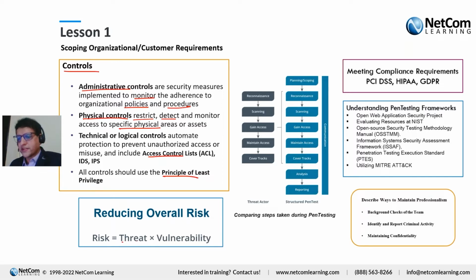So risk is dependent on threat and vulnerability. Now we need to control this, right? Threat is something which has a probability. Vulnerabilities are loopholes, we can control them, so we need to reduce the attack surface. We're going to see PCI DSS, HIPAA, GDPR compliance. We're going to understand some frameworks like OWASP, NIST, OSSTMM, ISSAF, PTES or MITRE. These are some of the interesting frameworks which we have. We'll understand why we need them. So how we maintain professionalism, doing the background check of the team.